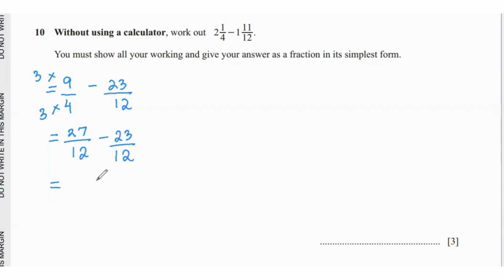Now, since the denominators are the same, you can combine it as a single fraction. And that gives us 4 over 12, which simplifies to 1 over 3. That's your final answer.